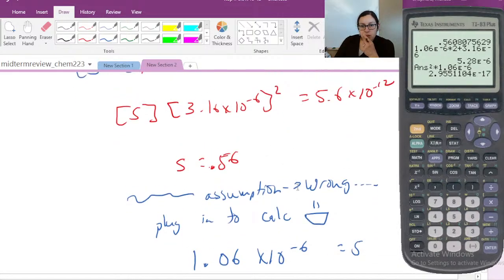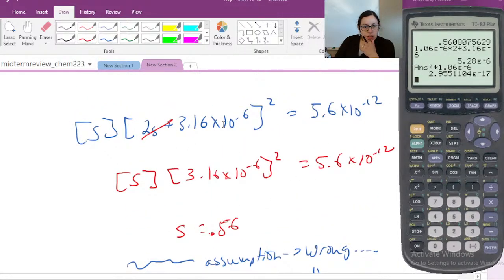So let me plug that. Plus 2. That's squared. I just don't know how it's so off. Well, that's frustrating.